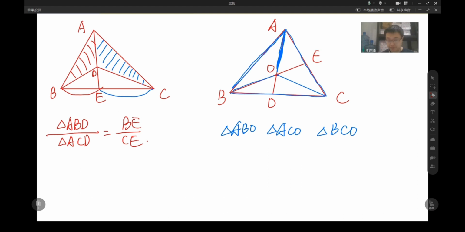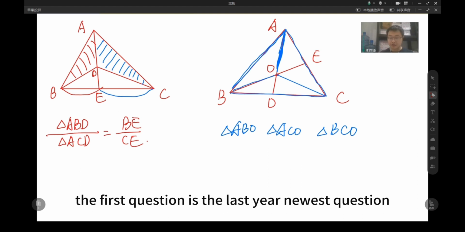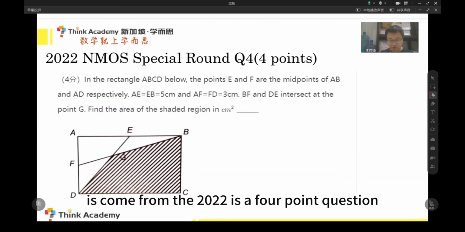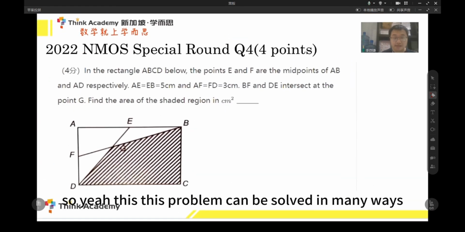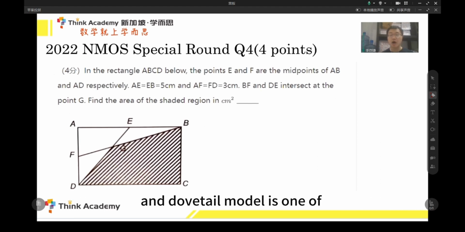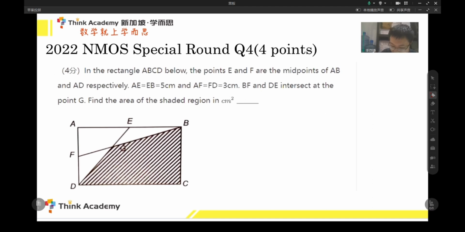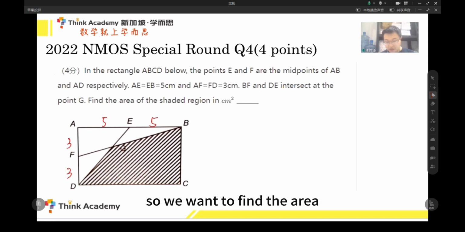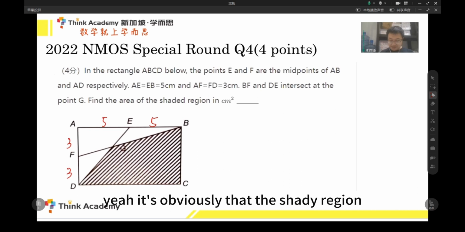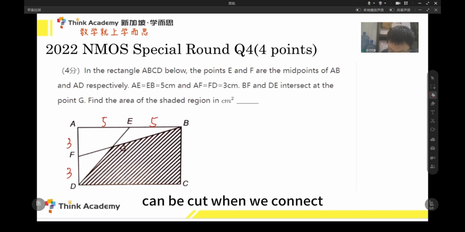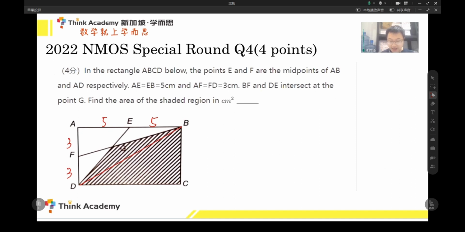So let's look. The first question is the newest question from last year, from 2022. It's a 4-point question. This problem can be solved in many ways, and the dovetail model is one of the methods to solve it. We have a rectangle here. AE and EB both equal 5, AF and FD both equal 3. We want to find the area of the shaded region. It's obvious that the shaded region can be cut when we connect BD, so it is formed by BDC and BDG.